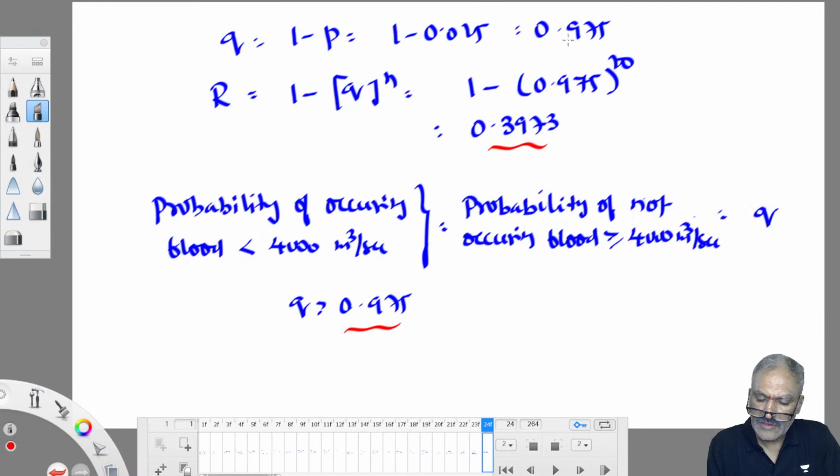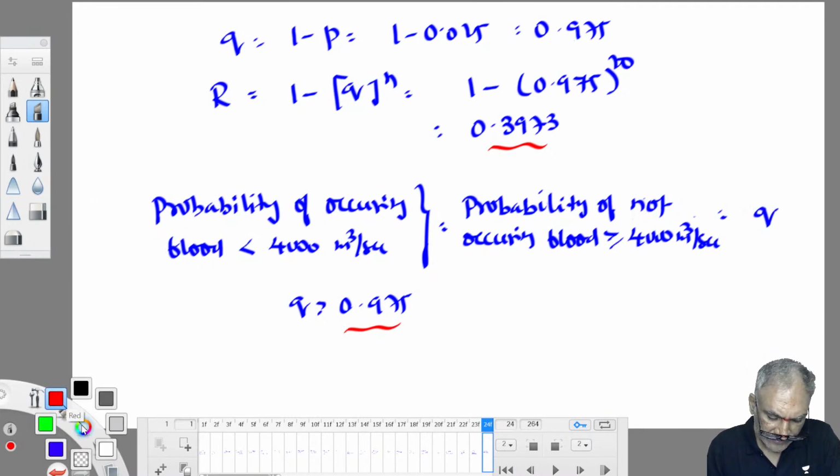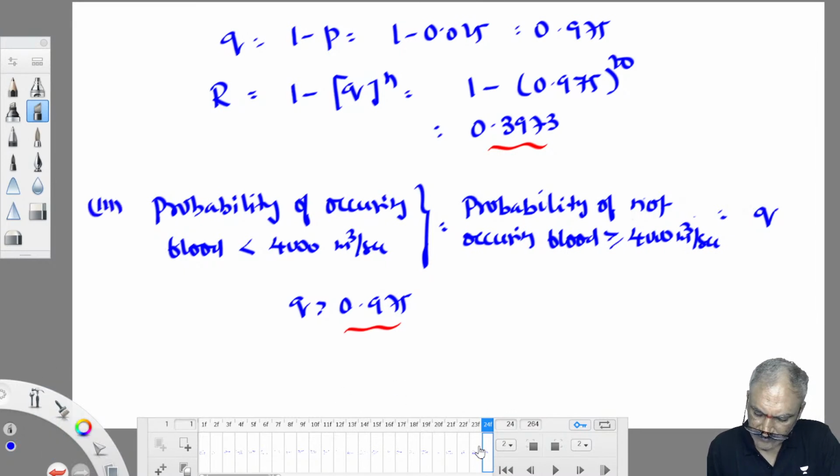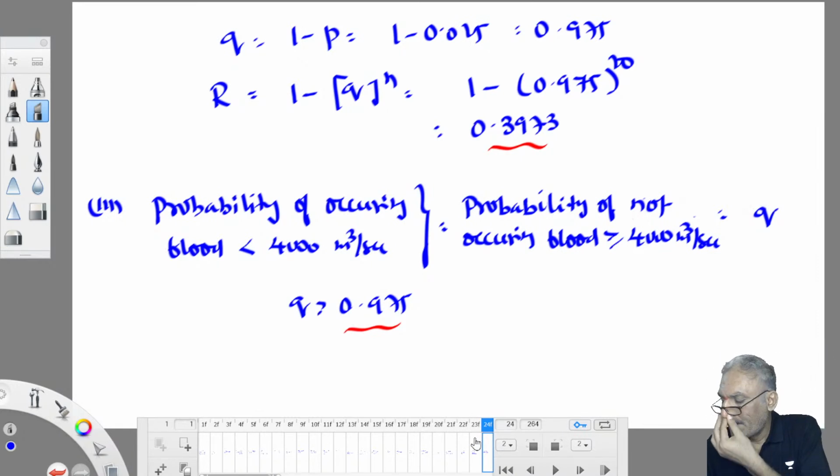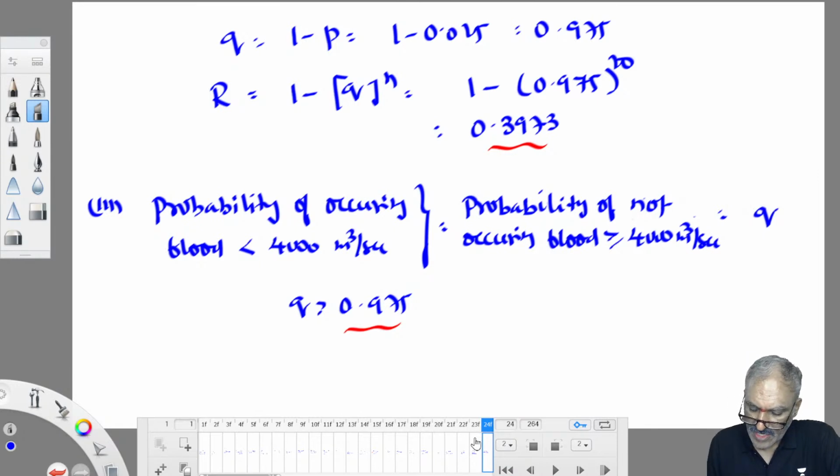So already we got Q here. So same Q. That is the answer for the third question. Understood now? So this is how we can work it out. Hope this concept is clear to you. Okay?